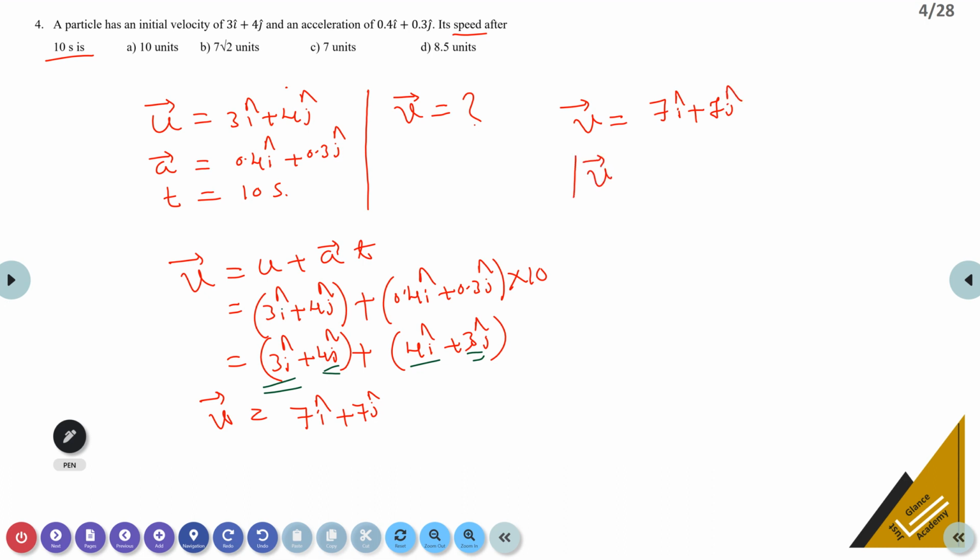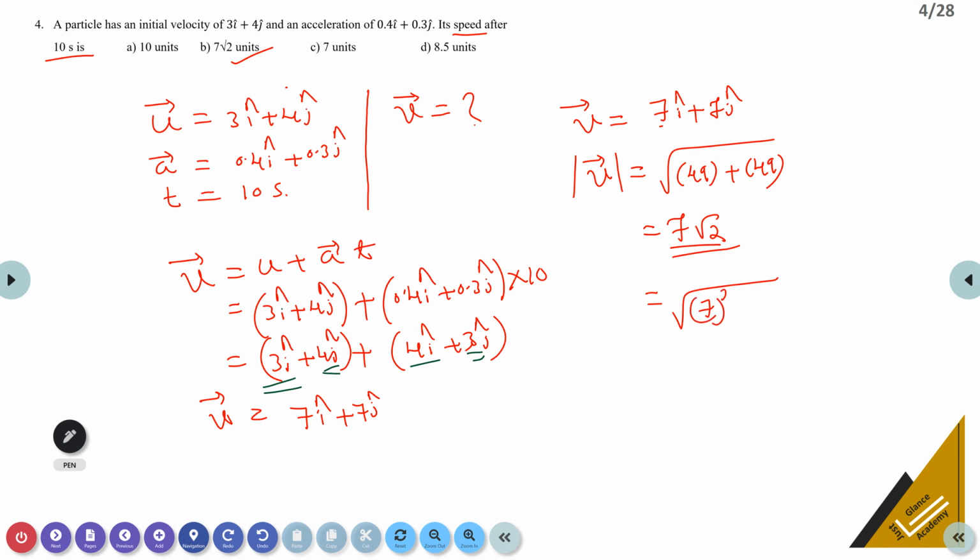So the magnitude of any vector quantity, we know that it is the square of the i component plus the square of the j component. It becomes 49 plus 49, and you are getting 7 root 2 units here. This is equal to 7 root 2 units. So this is the right choice.